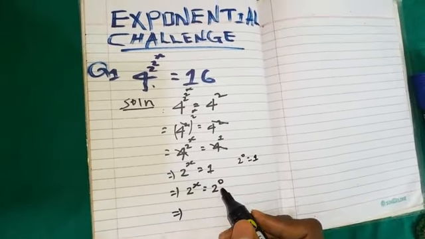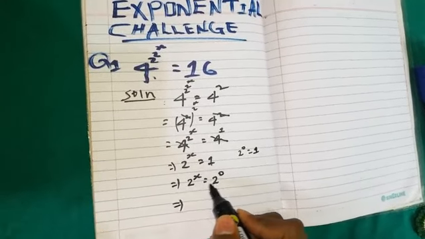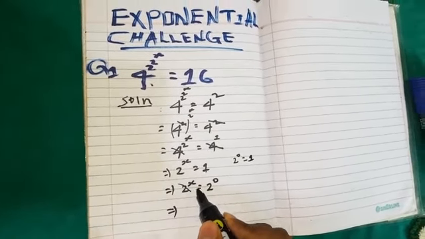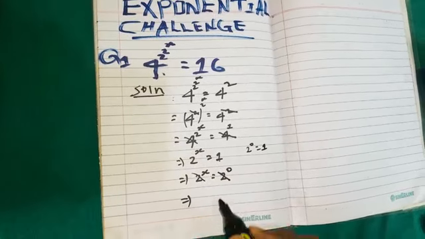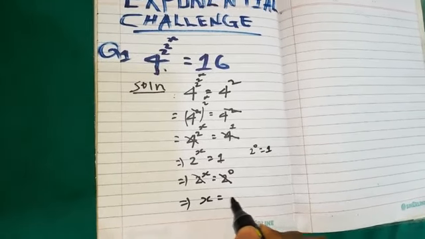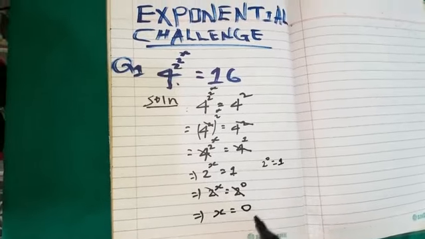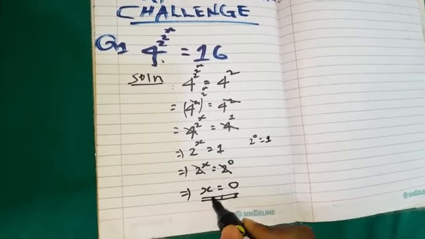Then the base is the same now. For this reason, the 2s cancel each other. Then how much is x left? x is equal to 0. The final answer is 0.